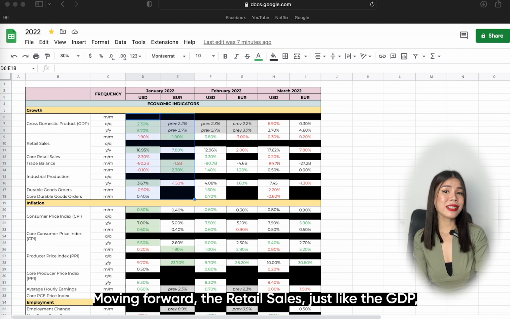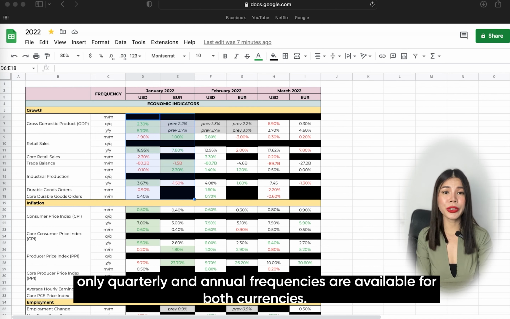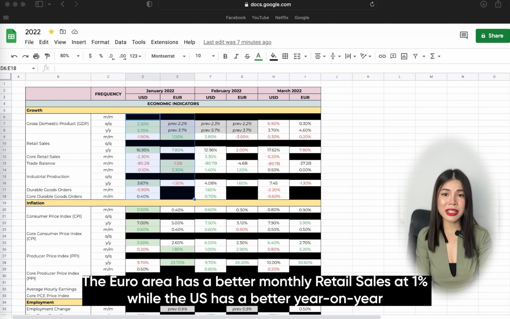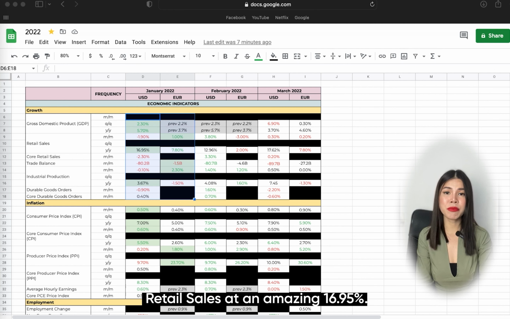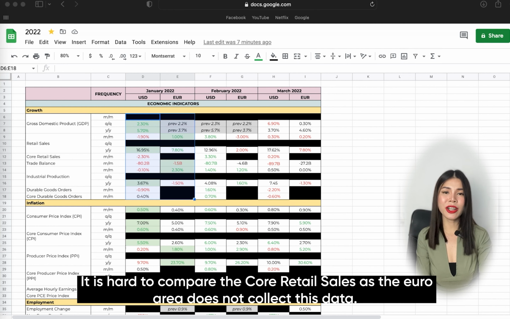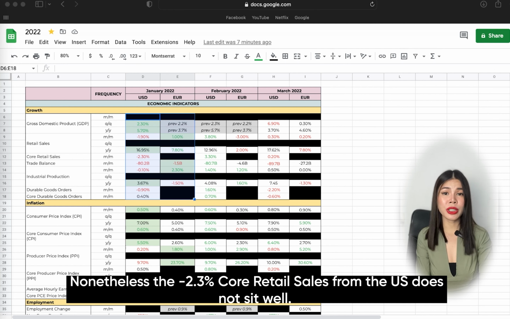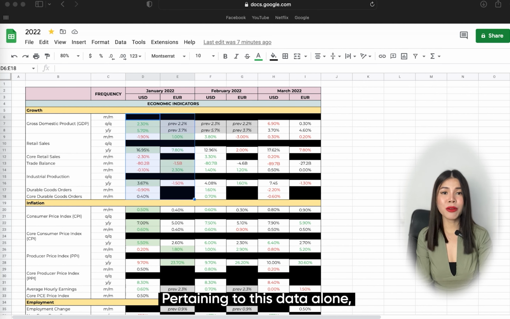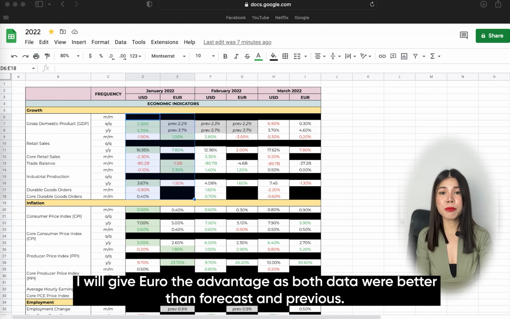Moving forward, the retail sales, just like the GDP, only have quarterly and annual frequencies available for both currencies. The euro area has a better monthly retail sales at 1%, while the US has a better year-on-year retail sales at an amazing 16.95%. It is hard to compare the core retail sales as the euro area does not collect this data. Nonetheless, the negative 2.3 core retail sales from the US does not sit well. Pertaining to this data alone, I will give the euro the advantage as both data were better than forecast and previous.